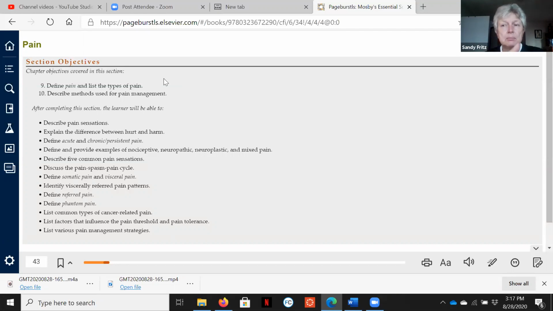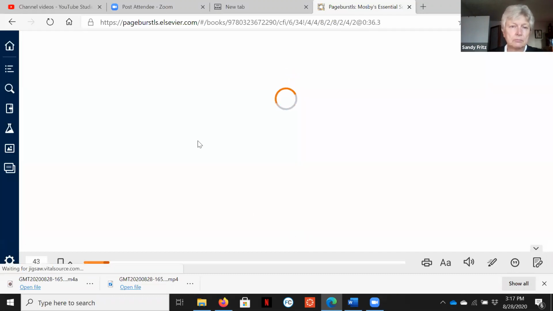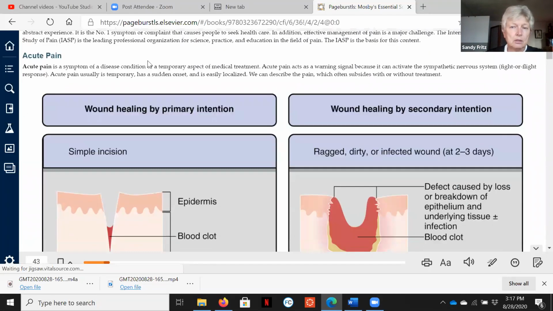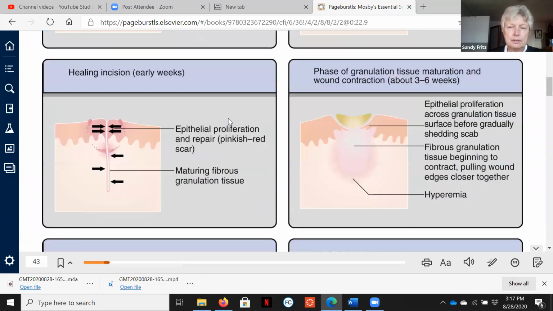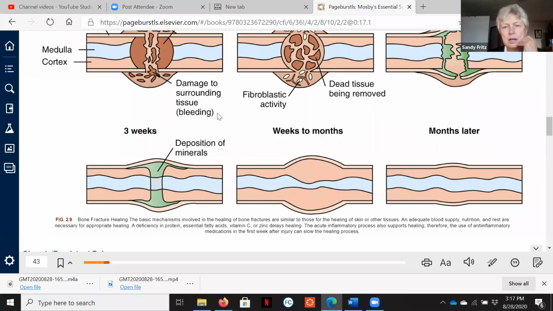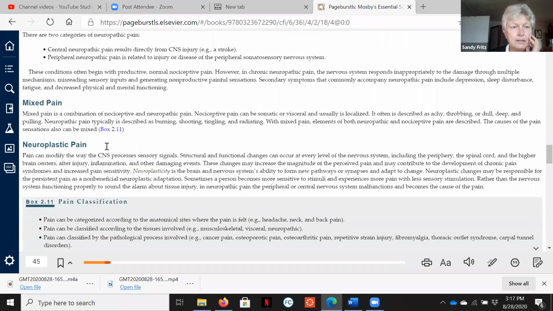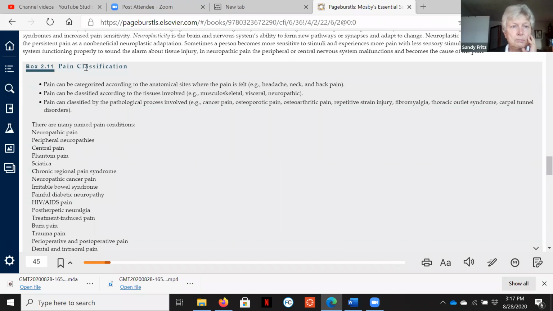You want to spend time slowing down and understanding this section in the textbook. So lots of definitions here. This is tissue healing here. Sometimes the figures are for one section, weave over into the other. Here are your different types of pain. Compare and contrast this information to what you hear in the videos I've identified for you. Slow down and look at this box on pain classification.